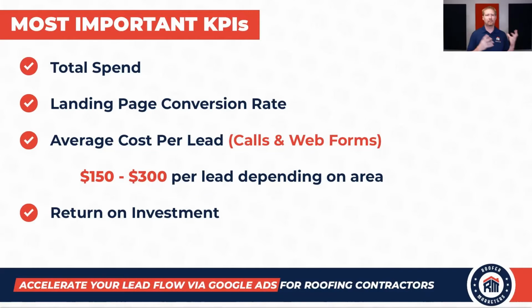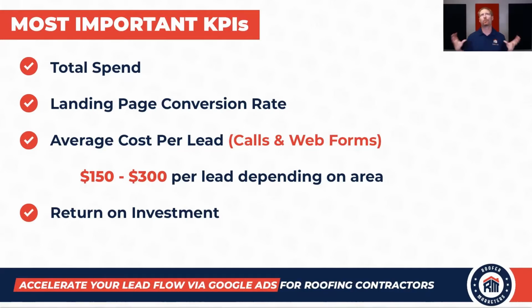This is going to vary, right? It's always going to vary. It's going to vary from month to month, from ad group to ad group, from keyword to keyword. But our goal as a company, as someone who's very dialed in and specific to the roofing industry, is a minimum of 15% landing page conversion rate. We'd like to be more in that 20 to 25% range.